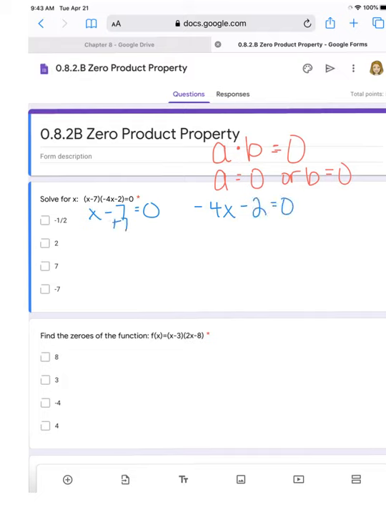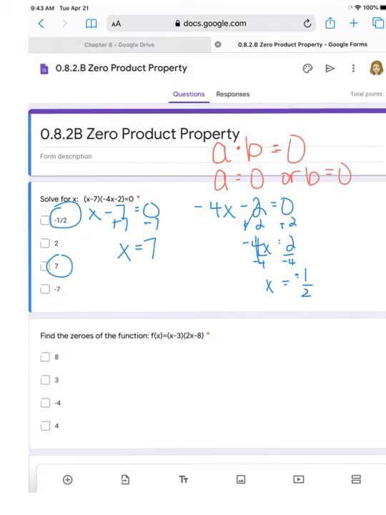This one's pretty easy. Add 7. One of your solutions is x equals 7. For the second one, 2 steps. So we have x equals 2 divided by negative 4, or negative 1/2. So that's the first one, or the second one. So you've got this answer and this answer. So you get 2 solutions.